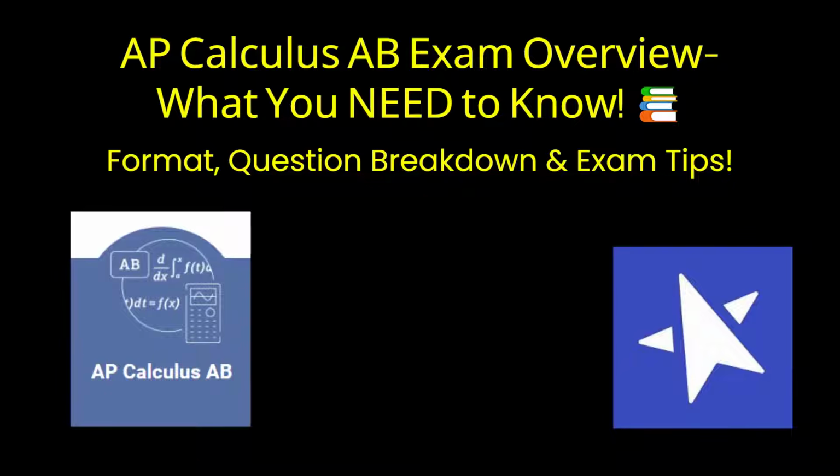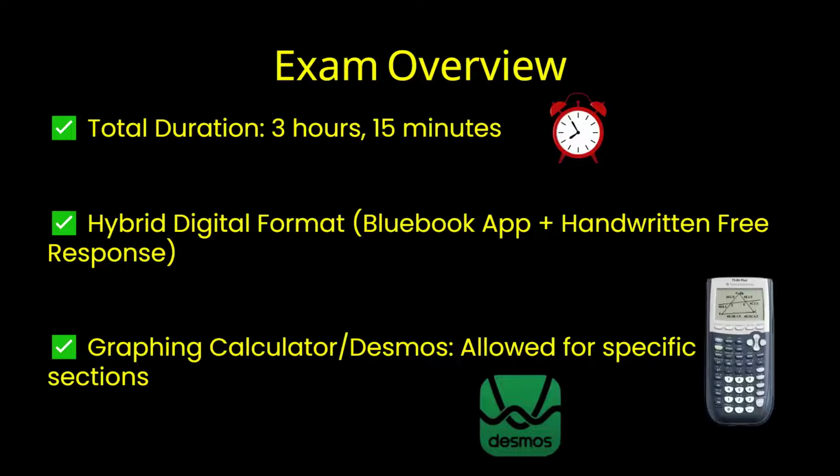So let's get started. The AP Calculus AB exam is a hybrid digital exam, meaning students will complete multiple choice questions and free response questions in the Bluebook testing app. However, the free response questions must be handwritten in paper exam booklets, which are then returned for scoring. The exam assesses the course concepts and skills outlined in the AP Calculus AB course framework. The structure remains consistent each year, so you can expect the same question types, weighting, and scoring guidelines on exam day.